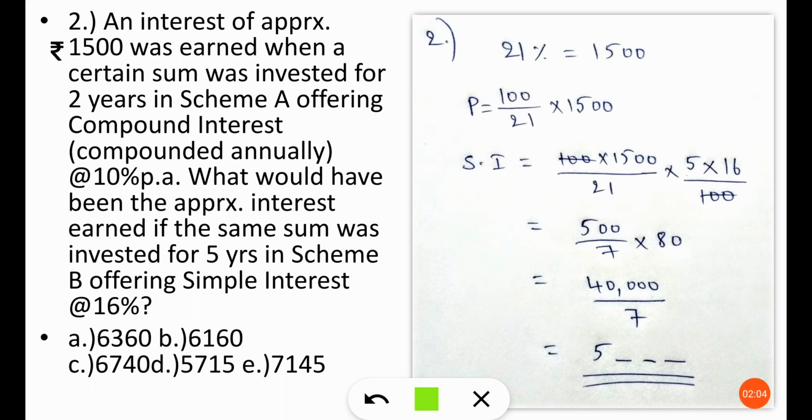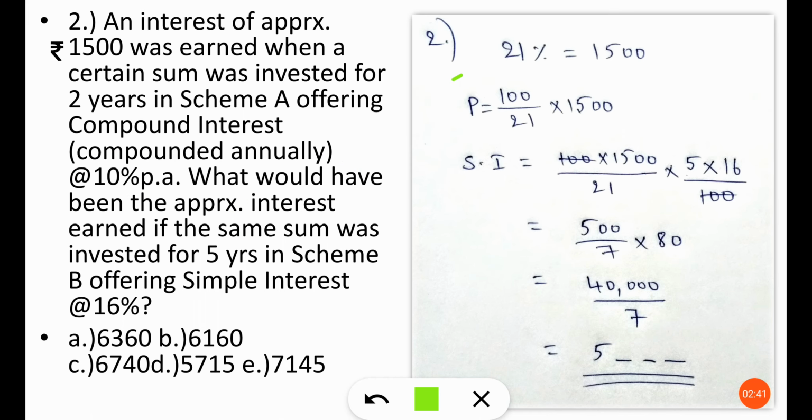Scheme A is offering compound interest at 10% per annum for 2 years and the compound interest is 1500, and scheme B is offering simple interest for 5 years at 16% rate. Let's see. It is given that 21% value is 1500. How? Because the compound interest rate is 10%. For 2 years, 10% per annum means the interest will be 21%. Or otherwise, using the formula x plus x square by 100, we get 21% as the compound interest for 2 years at 10% per annum.